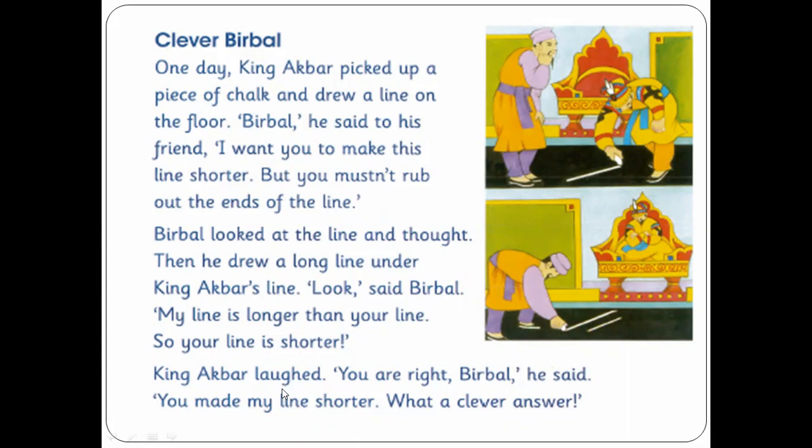What a clever answer. So here what he did: he thought for a minute and then he drew a longer line than the king's line, and he said that my line is longer and my long line has made your line shorter. So this is why the king was pleased and he laughed and he said, yes, you are right, Birbal. My line is shorter. What a clever answer.